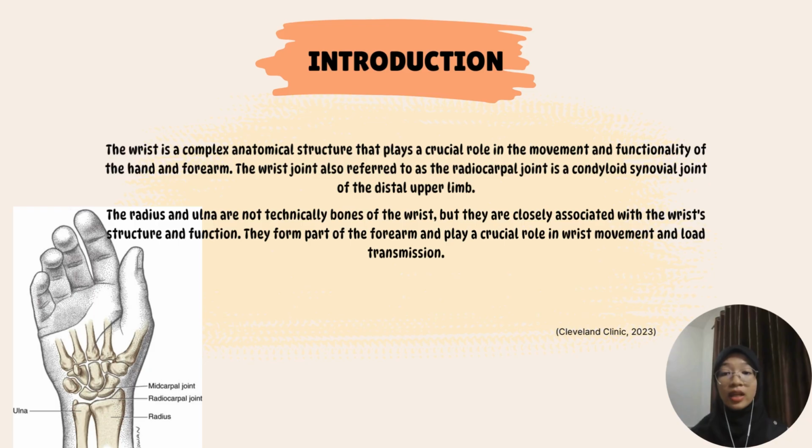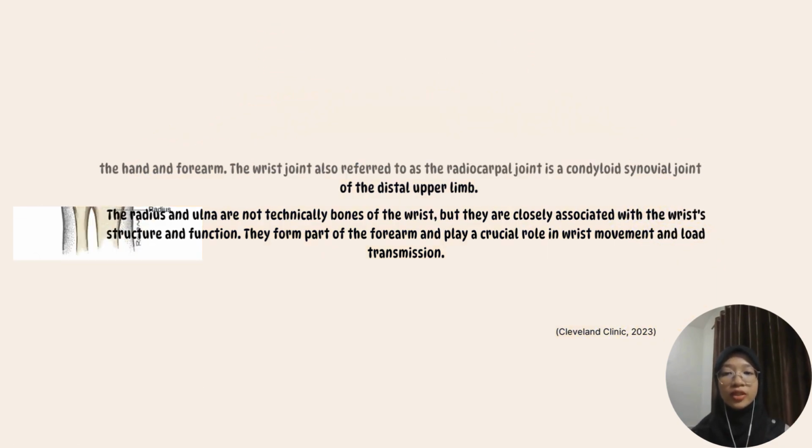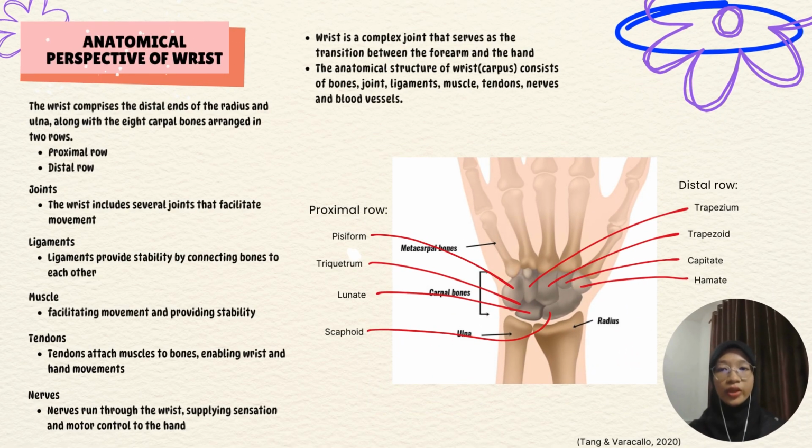The radius and ulna are not technically bones of the wrist, but they are closely associated with the wrist structure and function. They form part of the forearm and play a crucial role in wrist movement and load transmission. Now I'm going to share with you the anatomical perspective of the wrist. The wrist is a complex joint that serves as the transition between the forearm and the hand. The anatomical structure of the wrist or carpus consists of bones, joints, ligaments, muscle, tendons, nerve, and also blood vessels that form the connection between the forearm and the hand.